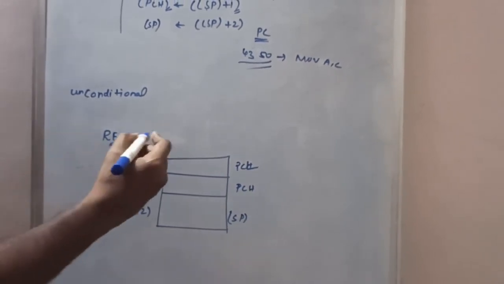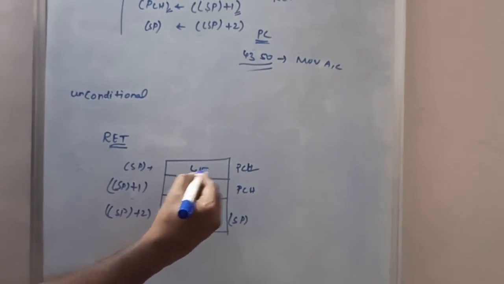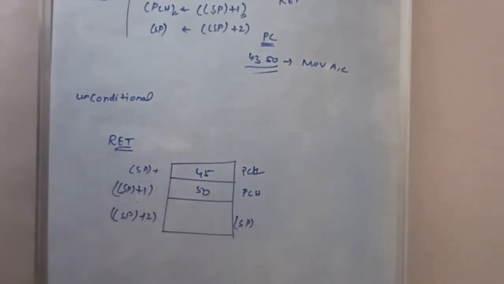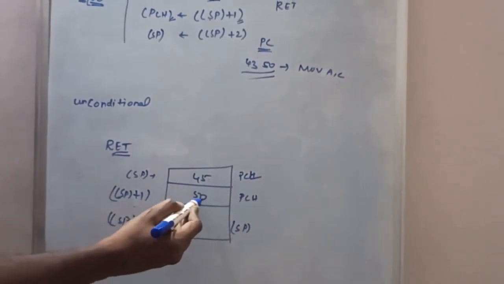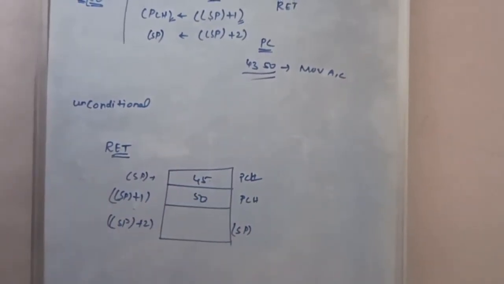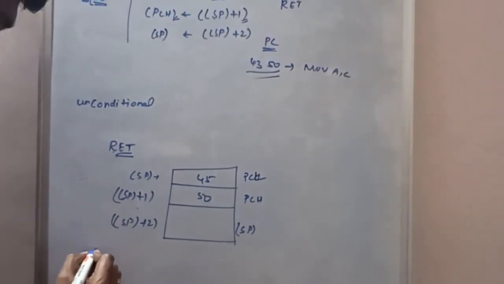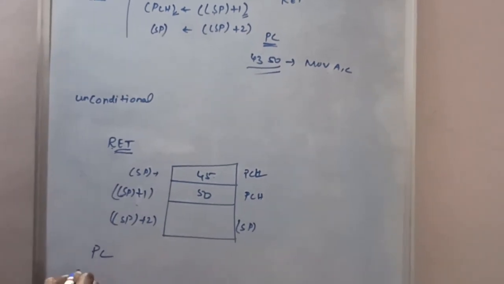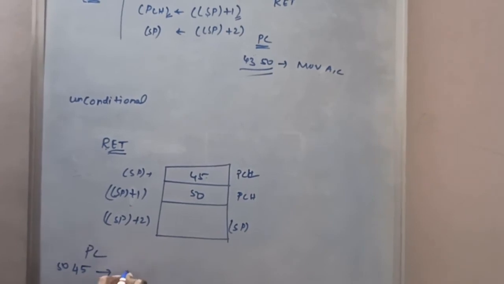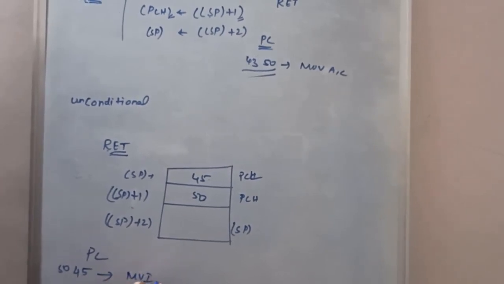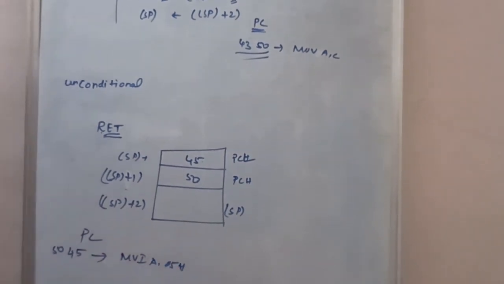At the stack pointer location, 45 is stored, and at SP plus 1, 50 is stored. This 45 is the program counter lower order address, and this 50 is the program counter higher order address. So after executing this return instruction, the program counter's new address location is 5045. Whatever instruction is present in this location will be fetched and executed.